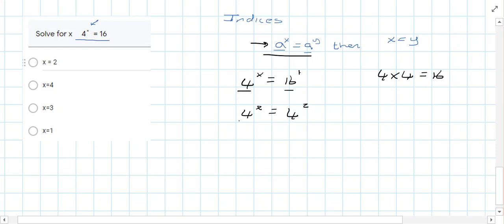We can see that the base number is the same. So therefore, following this rule, this will apply. So in this case, x is equal to 2. And that's how you would solve that problem. So your answer then for this question is x is equal to 2.